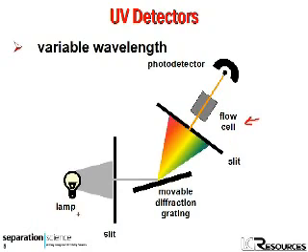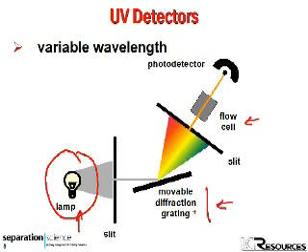Generally speaking, a deuterium lamp is used as the light source over here, and of course that generates a broad spectrum of wavelengths. It's usually used somewhere in the 200 to 300 nanometer range. Part of this light goes through a slit and is imaged onto a movable diffraction grating. And then the resulting spectrum is dispersed out and imaged onto an exit slit that allows only a narrow range of wavelengths to go through the flow cell.